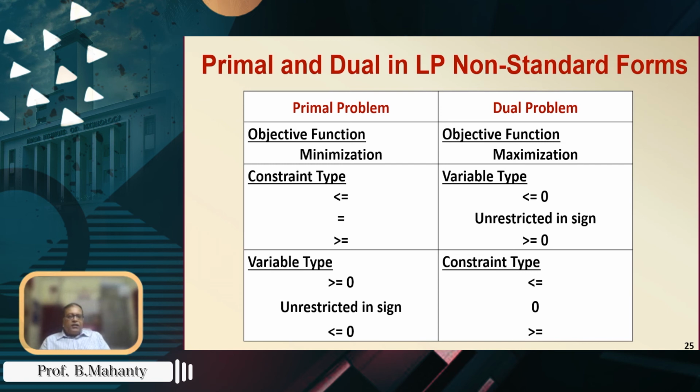And if the variable type is greater than equal to 0, which is standard, then the constant type should be less than equal to because it is maximization. That is the standard form. If it is unrestricted in sign, this should be equal to; 0 is written by mistake. And if it is less than equal to 0, then it should be greater than equal to. Because for minimization in the primal, less than equal to 0 is not standard. So therefore, in the dual problem, which is of maximization, the constant type should be non-standard also, that is greater than equal to. Anyhow, all these rules are applicable.